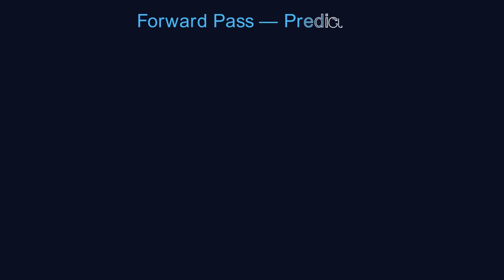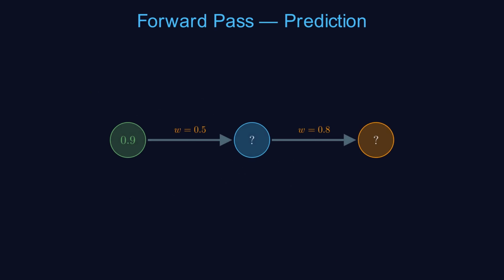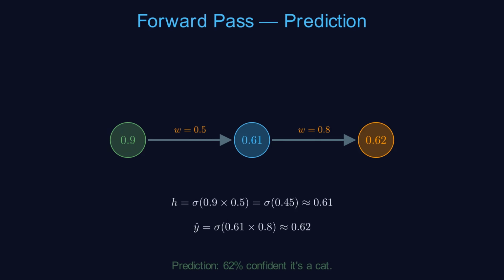The input comes in strong and gets scaled down by its weight. The hidden neuron activates, producing a signal a little above half. That signal moves forward, gets adjusted again, and settles at just over 60%. So the network is about 60% confident that this is a cat. But we know it is 100%. And this is where learning begins.